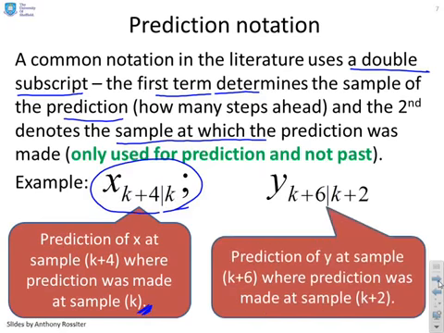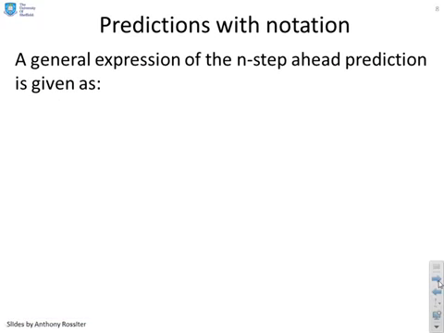If you look at this other example over here, where I've got y_{k+6|k+2}, this is a prediction of y at sample k+6, where the prediction was made at sample k+2. So again, this is a 4-step ahead prediction, but being implemented at sample k+2. So that's the common notation you will see in the literature, and that's used where you really need clarity to say this is a prediction variable, this is how far ahead I'm predicting, this is when I made the prediction.